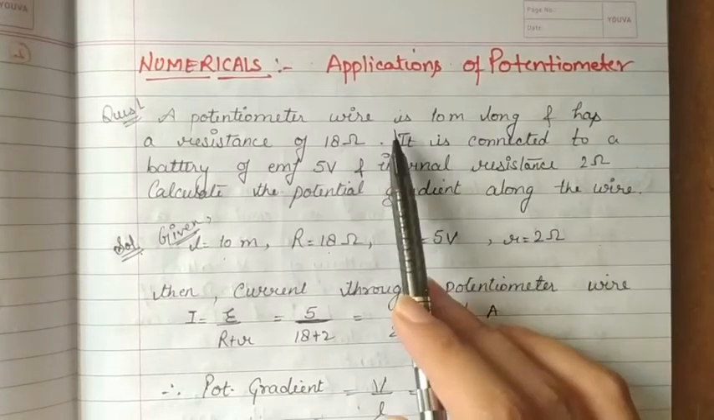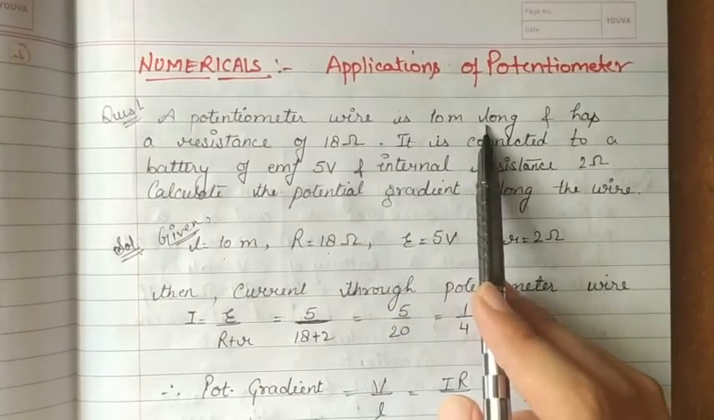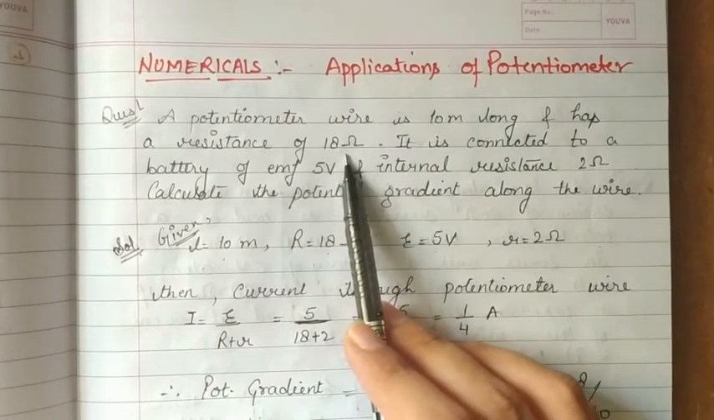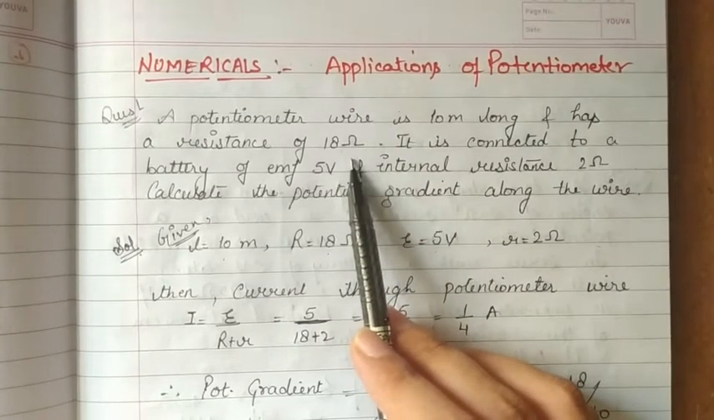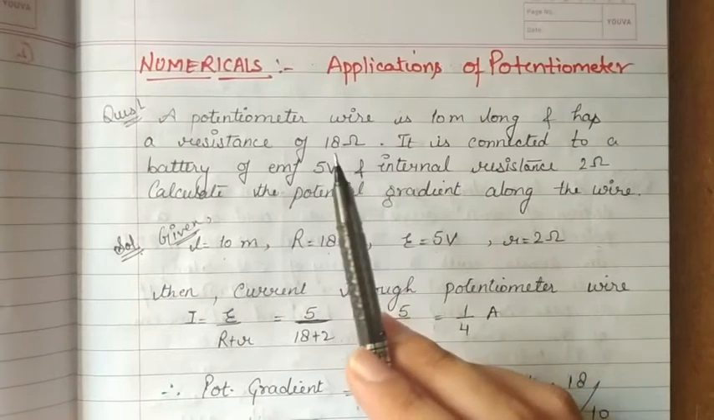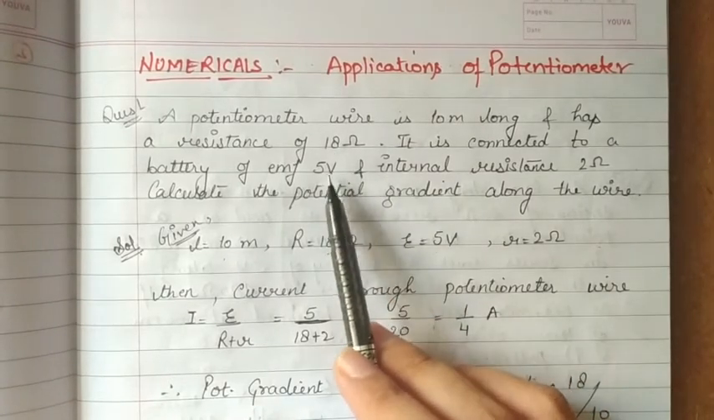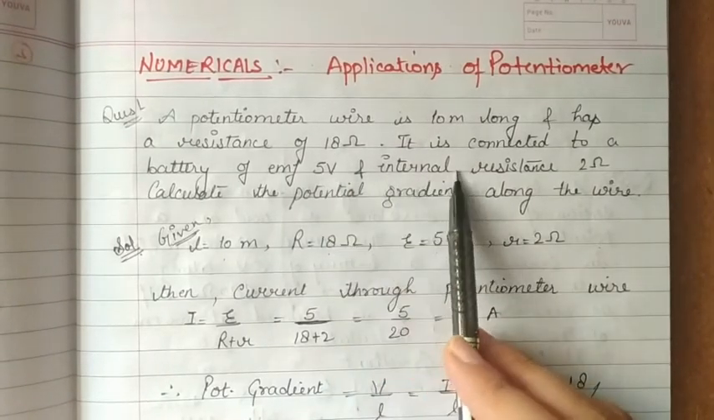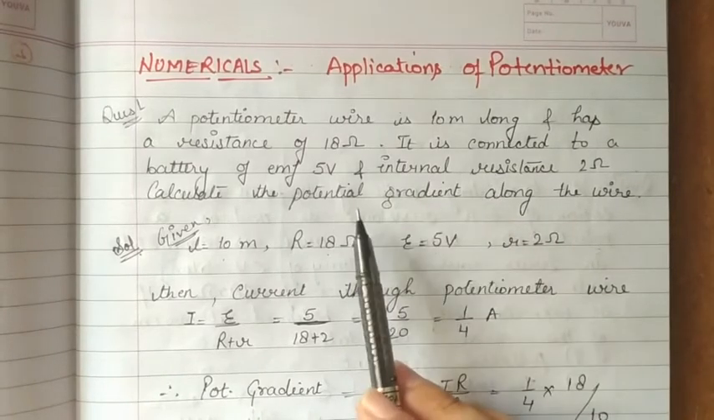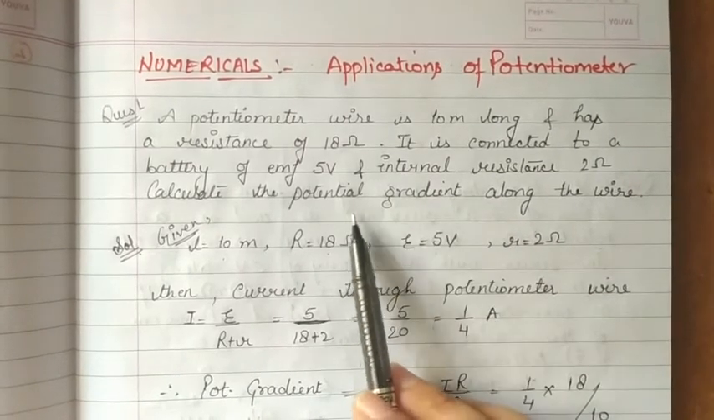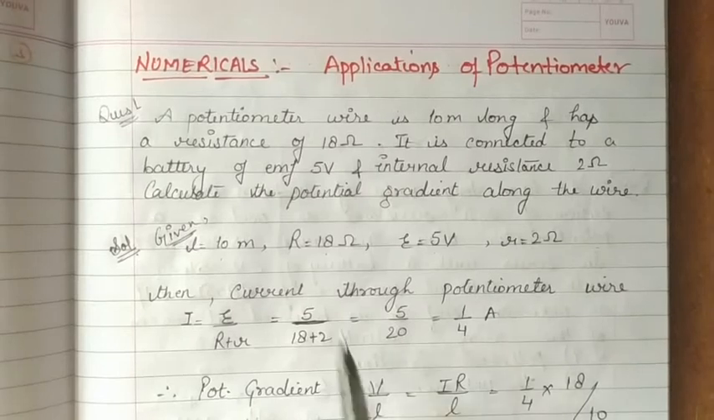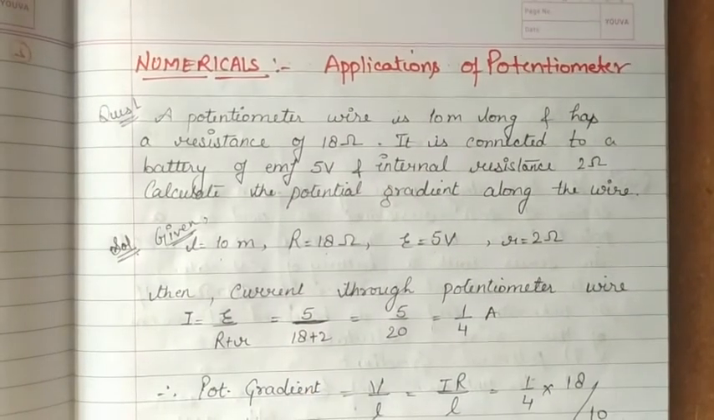मीन्स एक पोटेंशियोमीटर वायर है जिसका लेंथ 10 मीटर लॉन्ग है एंड उसका रेजिस्टेंस 18 ओम्स है एंड दैट wire is connected to a battery of EMF 5 volts and internal resistance 2 ohms. Now we have to calculate the potential gradient along the wire. So let's see how it will work.